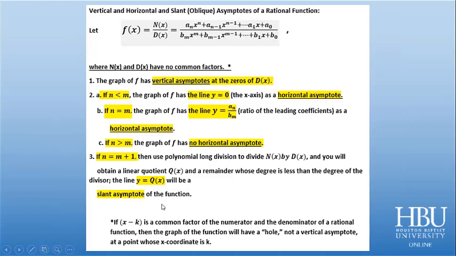Now, the rules which we have just talked about are assuming that the numerator and denominator have no common factors. What happens if they do? If x minus k is a common factor of the numerator and denominator, then the graph of the function will have a hole, not a vertical asymptote, at a point whose x-coordinate is k.